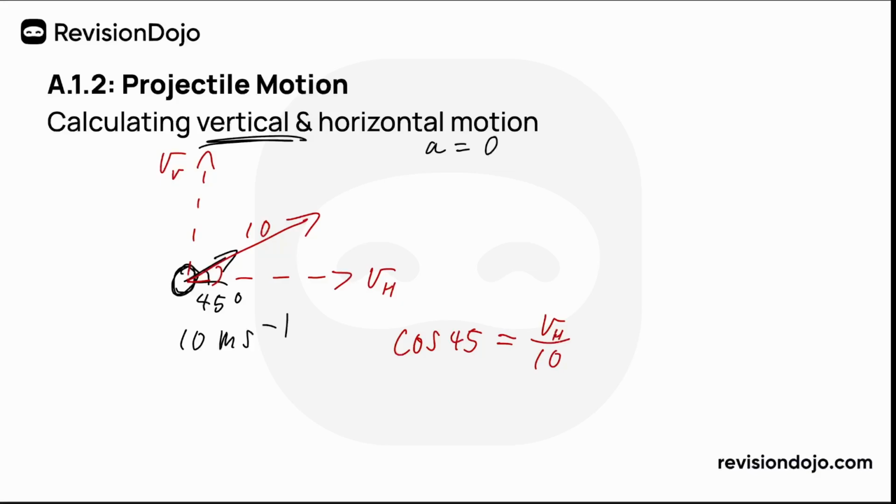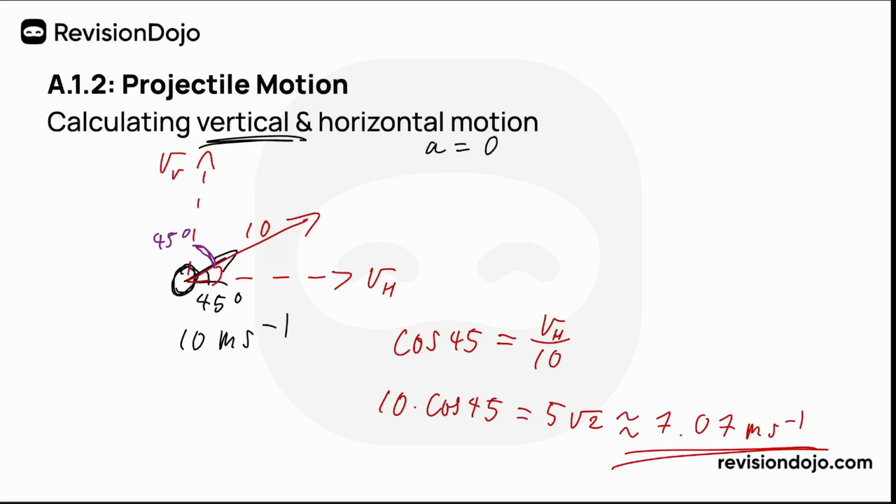Here, because we're using 45 degrees, the vertical and horizontal components are going to be equal, because 45 is exactly half of 90. So the angle here is also going to be 45 degrees. However, in questions, it doesn't tend to be the case, and you have to use cos of a different angle for the other component. Let's do the math. So 10 times cos 45 equals 5 square root 2, which is approximately 7.07 meters per second. All right, that's how you break down velocity into its components.